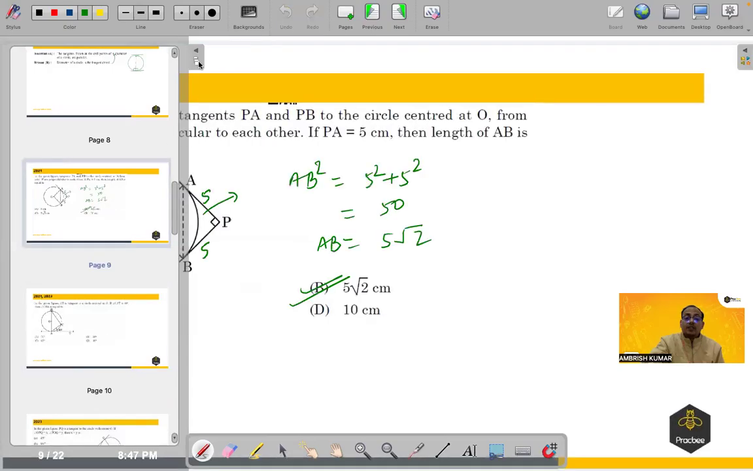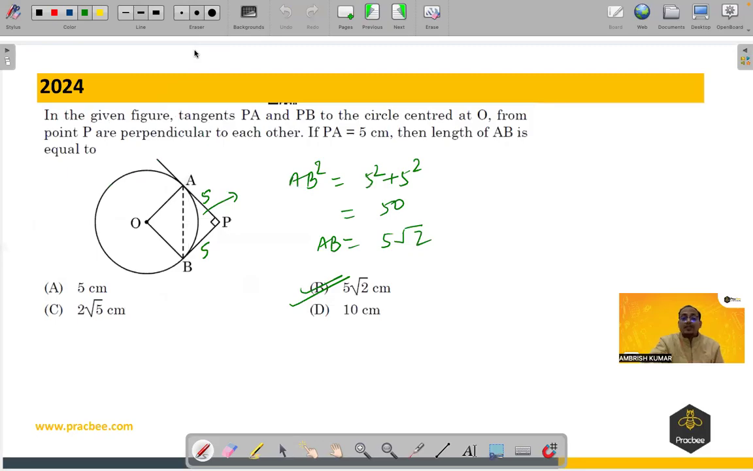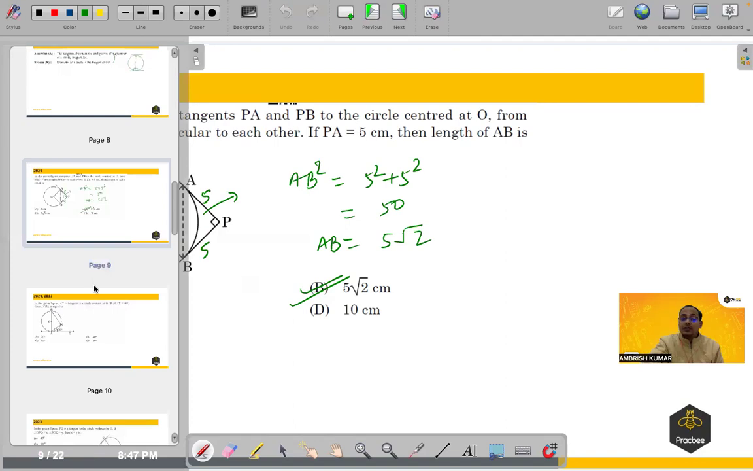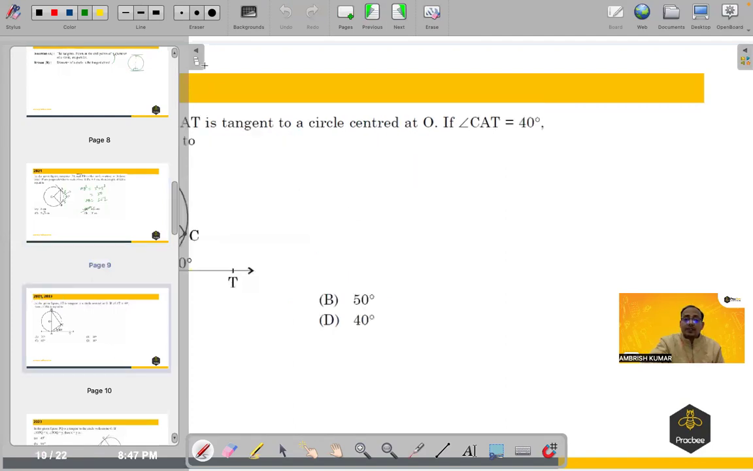And why are these two sides equal, PA, PB? Because the lengths of the tangents from an external point are always equal. Going to the next question.